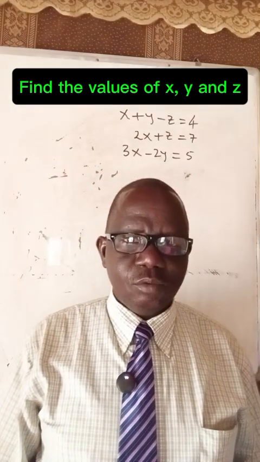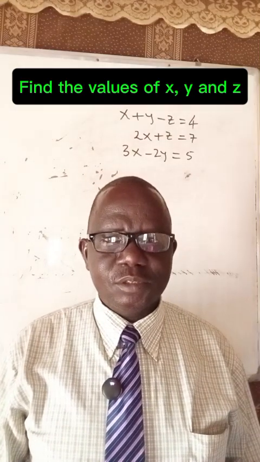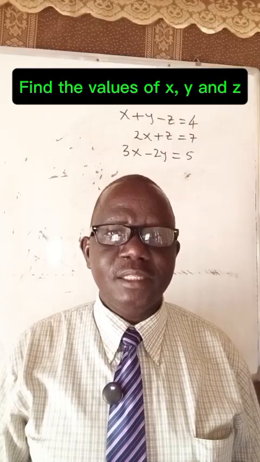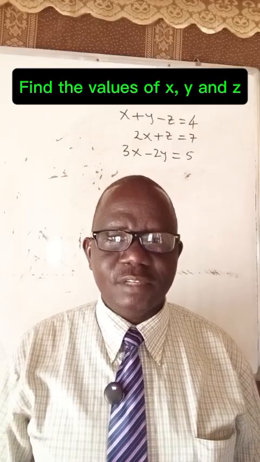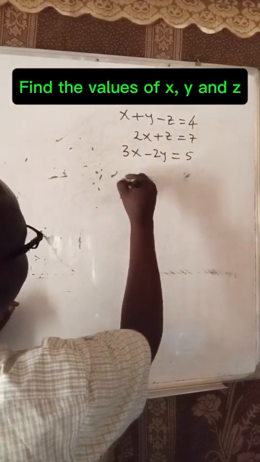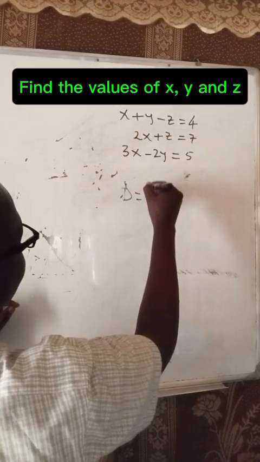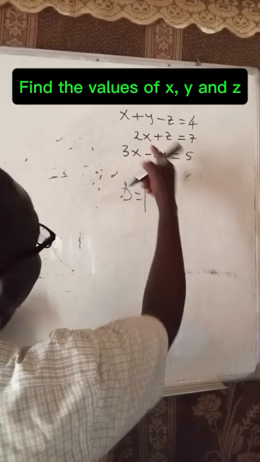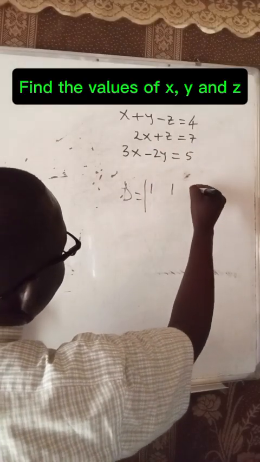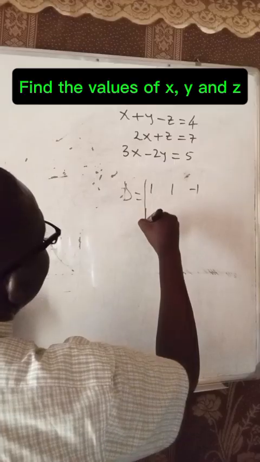To find the value of x, y, and z from the above given system of linear equations using Cramer's rule is very easy. The first thing we have to do is find the determinant by taking the coefficients of the variables. In the first equation we have 1 for the coefficient of x, 1 for the coefficient of y, and negative 1 as the coefficient of z.